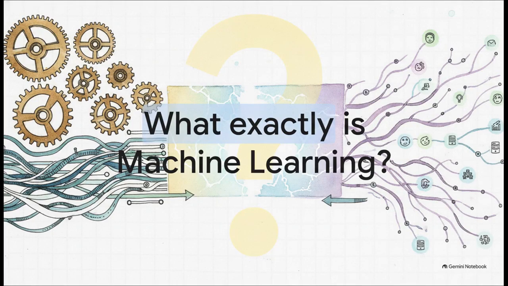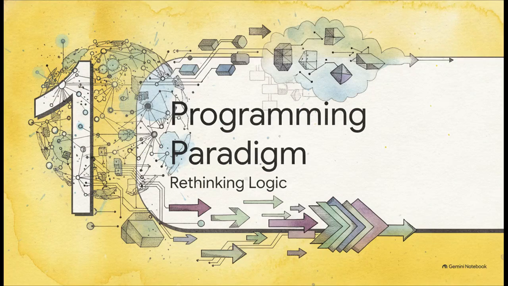Before we go off and write another complex automation workflow or provision another server, we really have to ask ourselves a fundamental question. What exactly is machine learning? What actually separates it from the manual scripts we write every single day in PowerShell, Python, or Bash? When does the system cross that line from a traditional script into genuine machine learning? Let's look at Section 1, the programming paradigm shift, rethinking logic and rules.